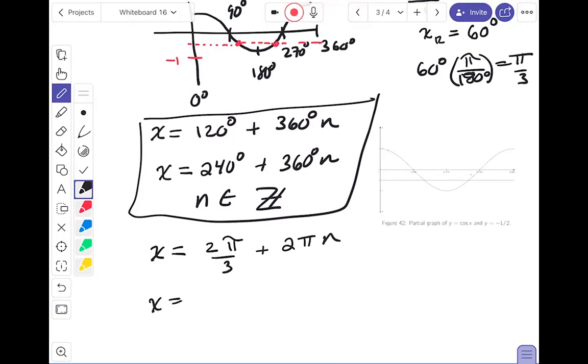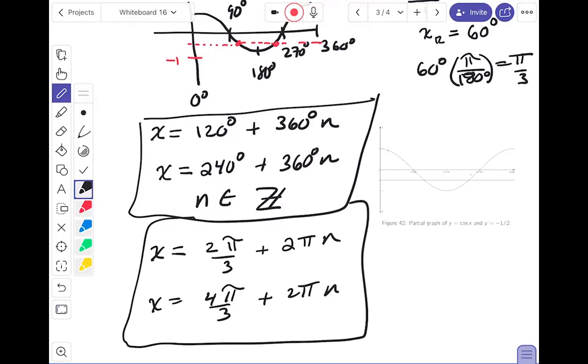Now, 240 is 4 times 60. So it's going to be 4 pi over 3 plus 2 pi n, again, where n is some integer value. I'll write that down for you. What's an integer? 0, 1, -1, 2, -2, and so forth and so on.